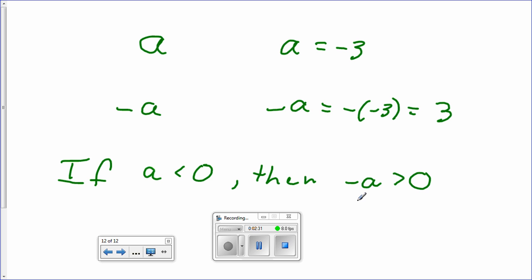See, if you think about it, it sounds kind of silly to say negative a is greater than 0, but anyway, so read it as the opposite of a. I hope that helps.